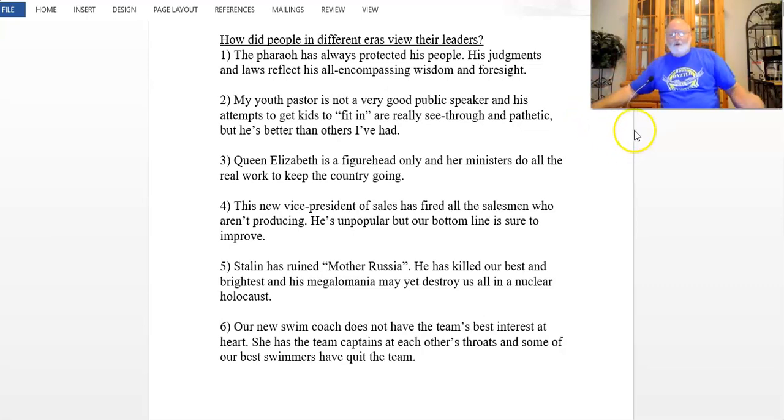So what a figurehead is, is someone who's got the job, but they don't do anything. Queen Elizabeth is a figurehead only, and her ministers do all the real work to keep the country going. So here's what let's do. Just put down a question mark, but we might have a group. Let's look at number 4.